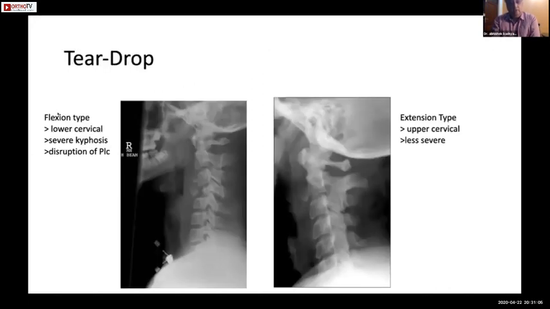The postgraduate should be able to differentiate between a flexion type and an extension type teardrop. A flexion type is the more severe kind. It is associated with a severe kyphosis. It is usually found in the lower cervical spine and is usually associated with disruption of the PLC. The extension type are usually seen in older patients. They are usually avulsion injuries. They usually happen in the upper cervical spine and they are less severe.